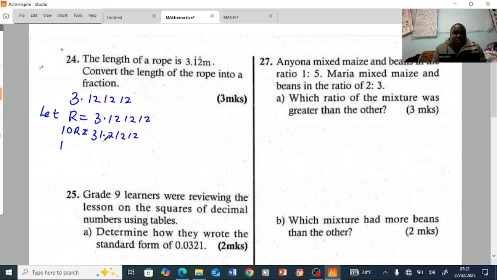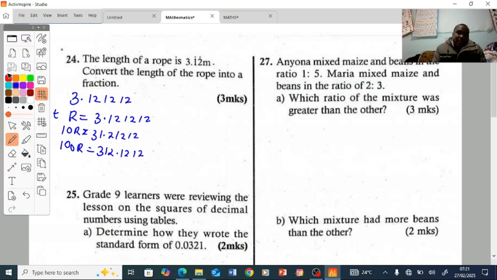You continue until you find the number where after the decimal point the numbers are the same. Like now, after the decimal point is 1, 2, and then the decimal point is 2, 1. They are not the same. We continue. Next is 100R, which is 312.1212.